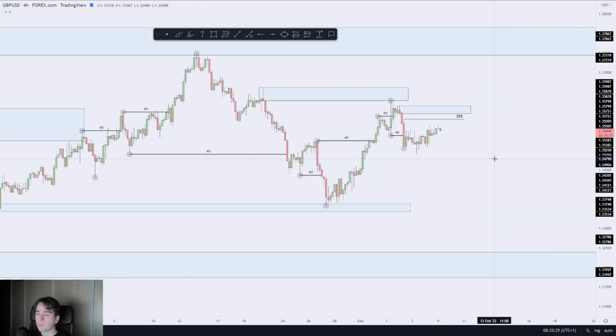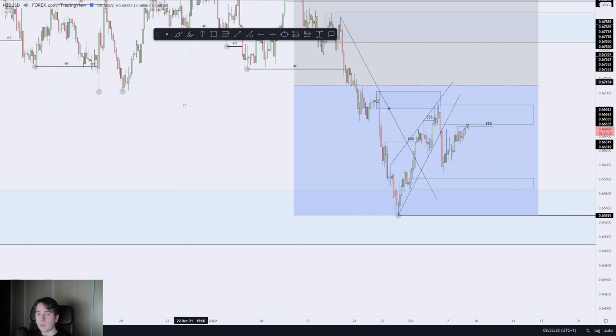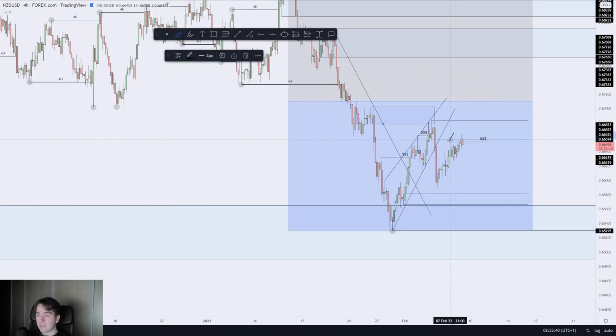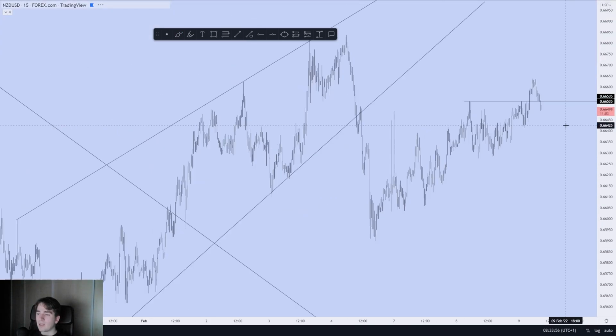Let's head over to our next pair, Kiwi dollar. And Kiwi dollar has done exactly what we waited for. As we can clearly see, liquidation of this high, tap in towards the buy before the sell, and we are now starting to move down lower. Textbook setup. If you watched yesterday's YouTube video, you should have been able to capitalize potentially on this move and be in some profit. Diving in towards the 15.